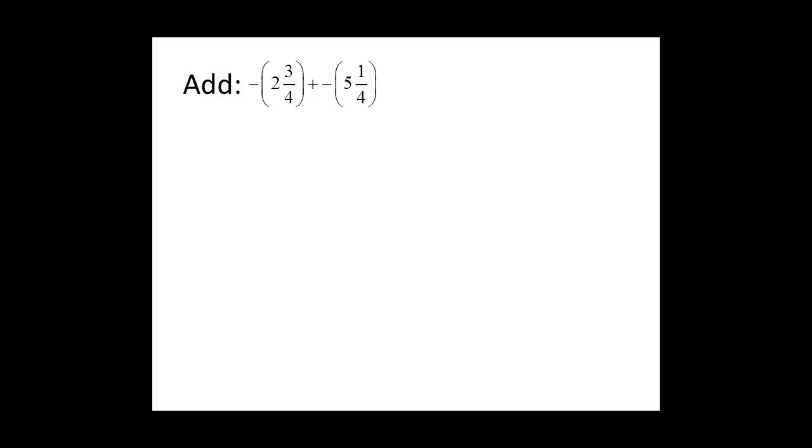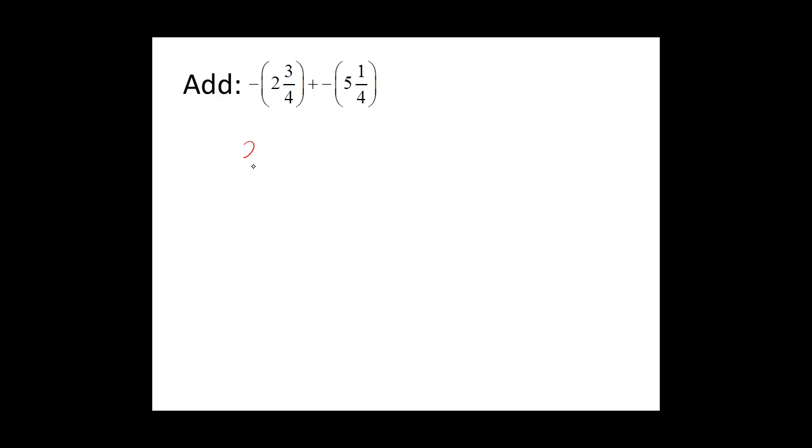Add -2 3/4 plus -5 1/4. We have a negative plus a negative. When we add two negatives together, we're going to say that the signs are the same, so we add the absolute values of the numbers and keep the sign. So what we're going to do is add the fractions together, and then our answer will be negative because we will keep the sign.